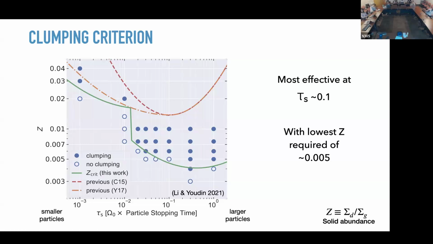And I was already talking about the criterion for streaming instability to work. I told you that you need a high enough dust-gas ratio, but actually it's more than that. This is previous work by Ziyan and Andrew. They ran a lot of different simulations with different metallicities in the disk and different sizes of dust. Smaller dust will have a smaller particle stopping time or Stokes number, and larger particles will have a larger stopping time. They ran all the simulations and mapped which conditions have dust clumping and which do not. And then they have this green curve, which is their clumping criterion for streaming instability.